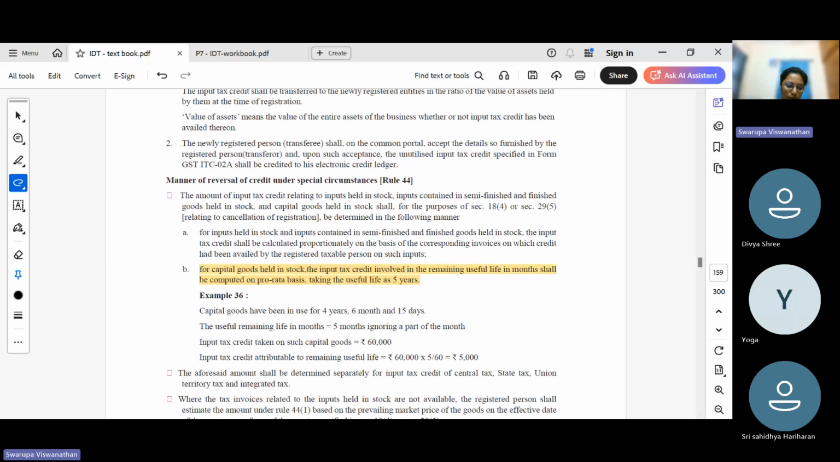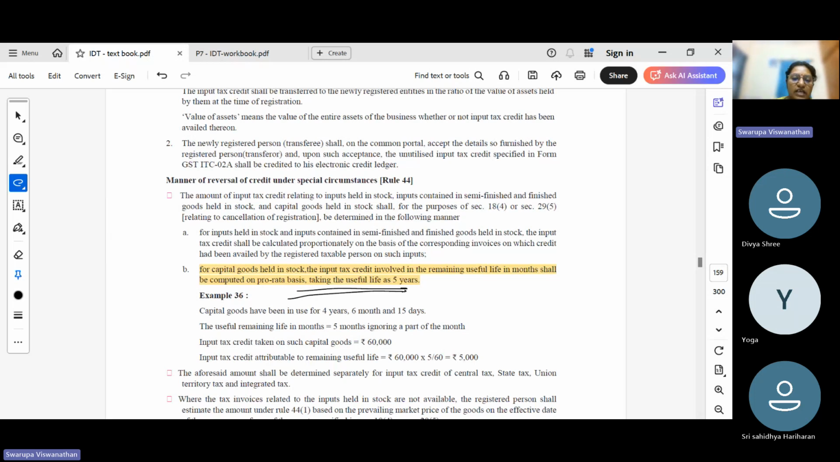Reversal of credit. If you are moving from regular scheme to composition scheme, or your supply has become exempt, the outward supply or the product that you were selling earlier was taxable, now it is exempt. So when it is exempt, you cannot take credit. So you are supposed to reverse the credit. You will have to reverse the credit with respect to stock that is lying in stores on the date of this particular change, and also with respect to capital goods. With respect to capital goods, the reversal of ITC will be taken by considering the useful life to be 5 years. Okay, so you have to proportionately reverse the credit.